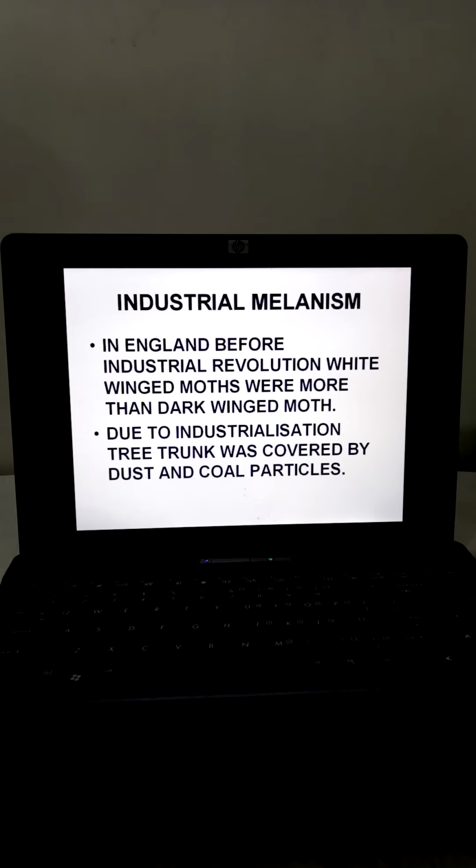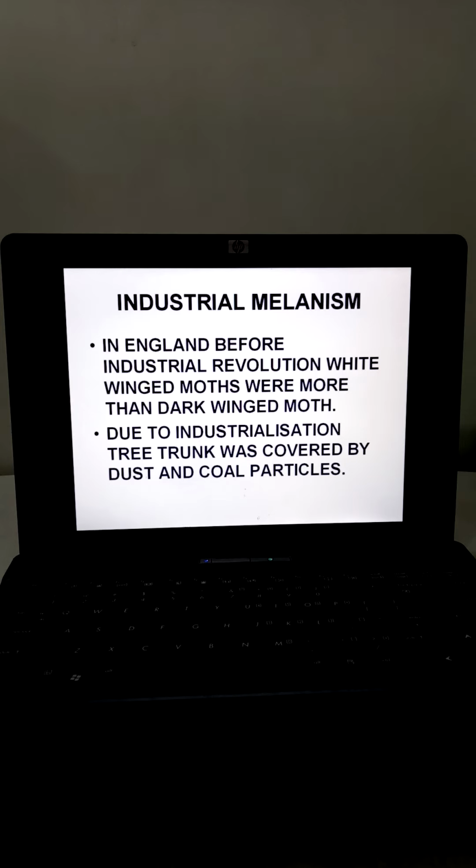Now this particular moth was there on the trunk of the tree, and it was seen that before the industrial revolution, near the countryside of England, tree trunks were covered with lichens. So the white colored moth used to camouflage with the lichen present on the tree trunk, and it was not seen by the predators easily. On the contrary, the black colored moth present on the tree trunk was easily observed by the predators and was consumed. So the population of white colored moth was more as compared to black colored moth.